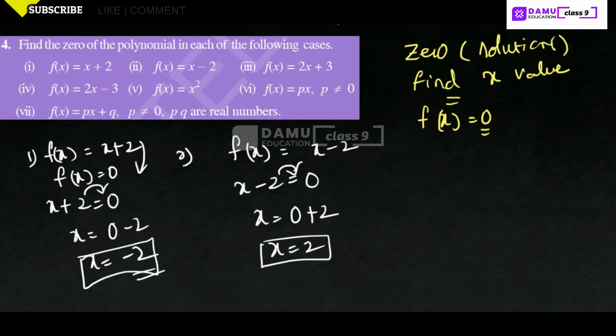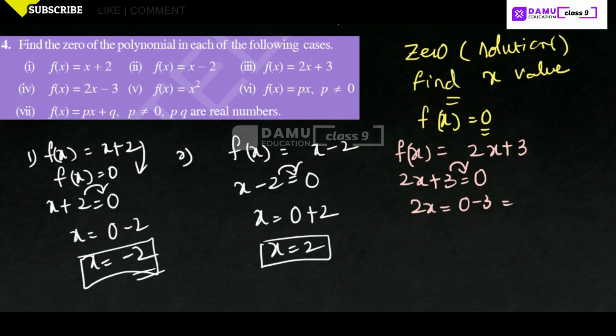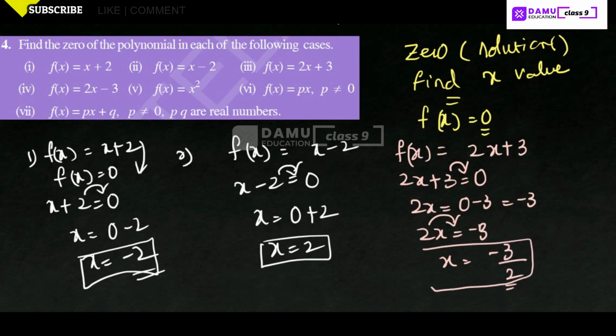Next, our third one is f of x is equal to 2x plus 3. So 2x plus 3 should be equated with 0. Then shift this plus 3 to the right side. It will become minus 3, that is 0 minus 3, which is minus 3. Then 2x is equal to minus 3. Here x is in multiplication with 2. If you shift it to the right side, we want only a single x on the left side, so it will become division and go in the denominator. So x is equal to minus 3 by 2 is the zero of the polynomial.